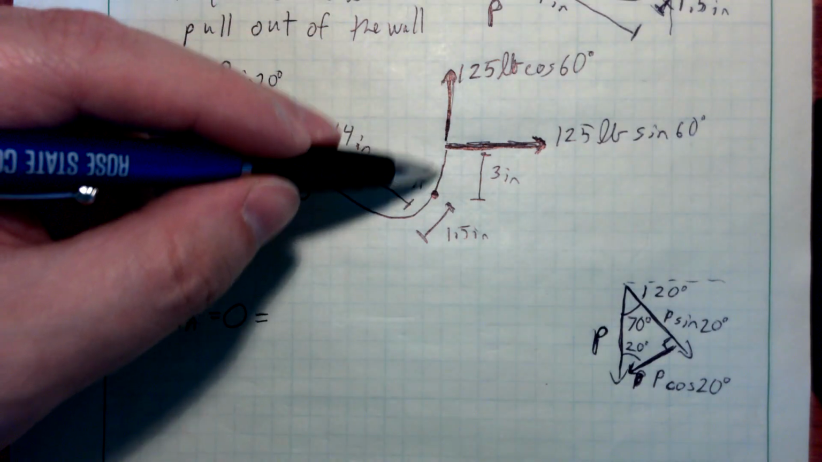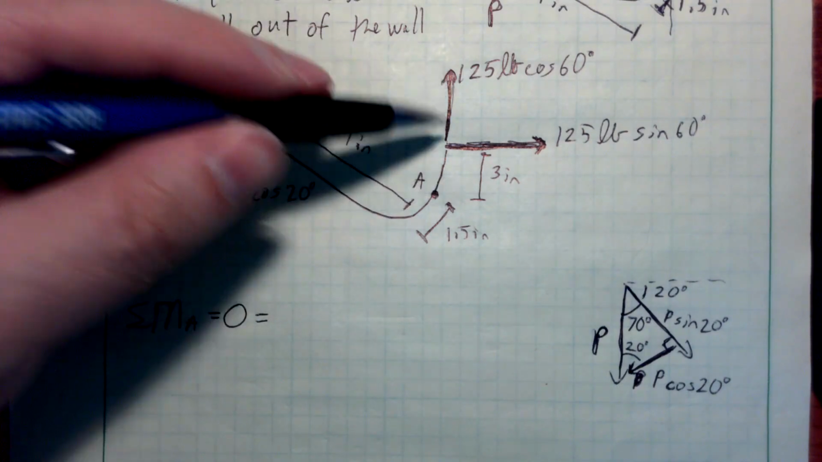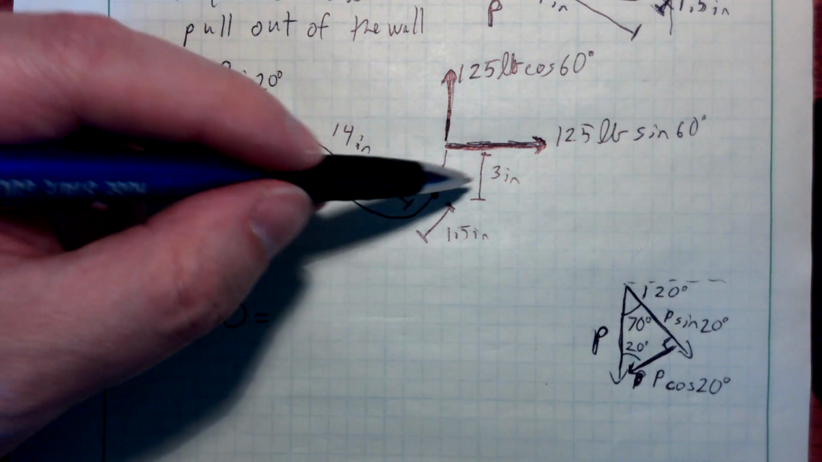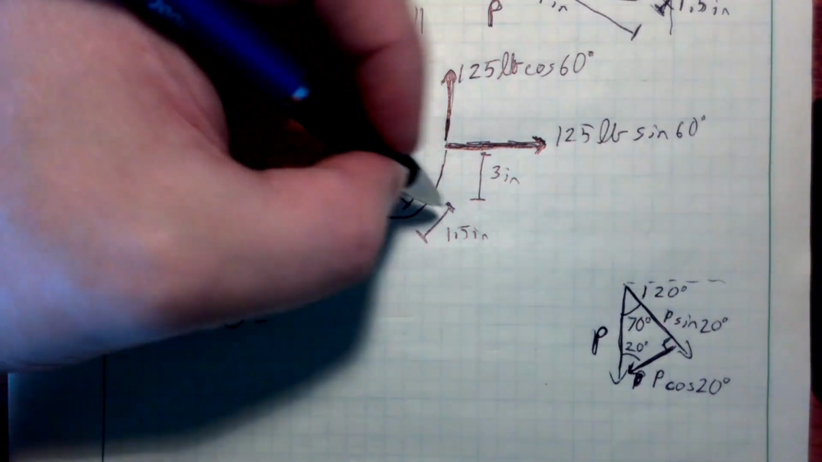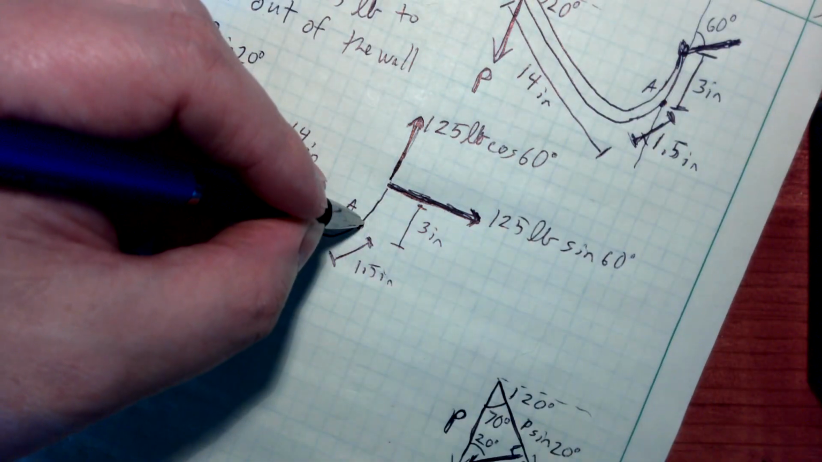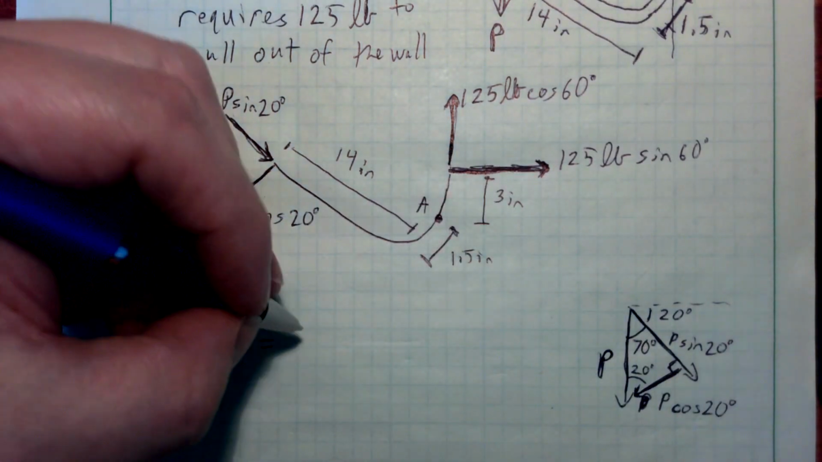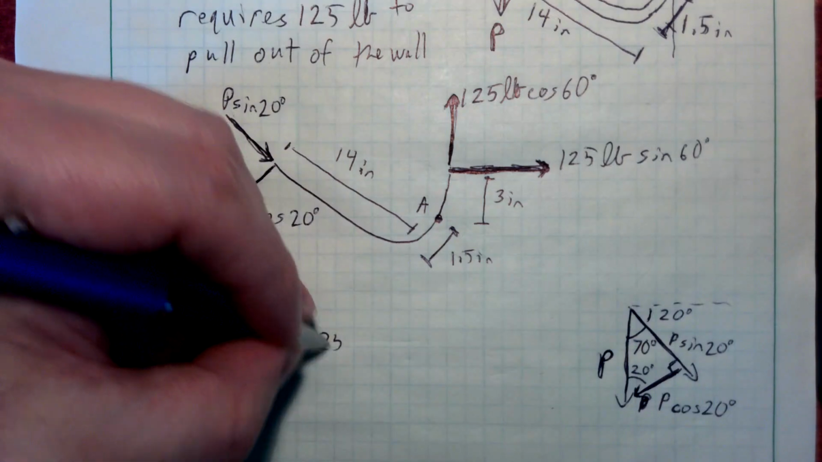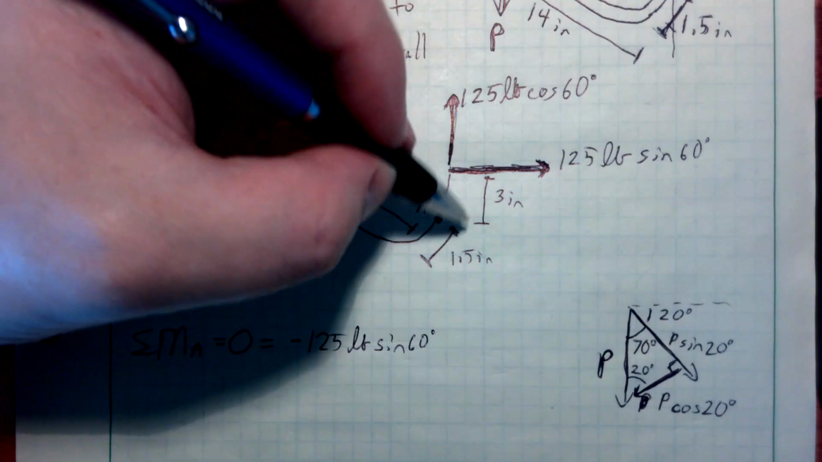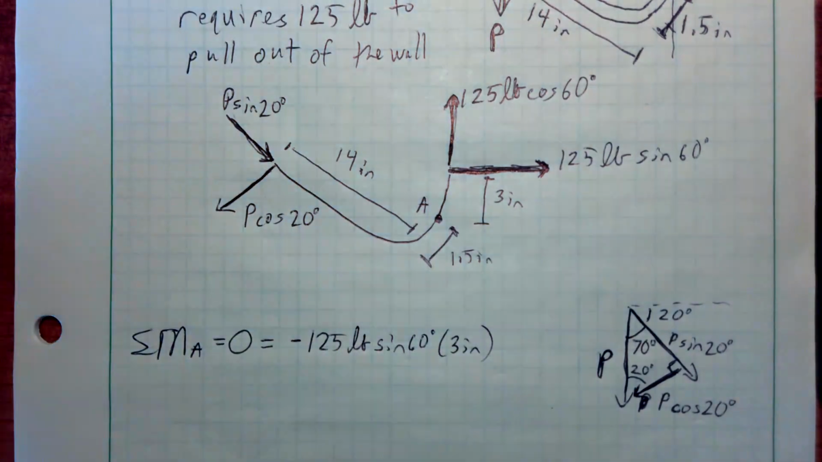Notice this 125 pounds cosine 60 passes through point A. There's no moment for this guy. But I do have moments caused by the other three forces. So this force here, its perpendicular distance to point A is 3 inches. If I push my finger in this direction, notice that is causing a clockwise rotation. So it's a clockwise rotation caused by this force there. So that is minus 125 pounds times the sine of 60 degrees. And that is, again, acting a distance of 3 inches from point A.